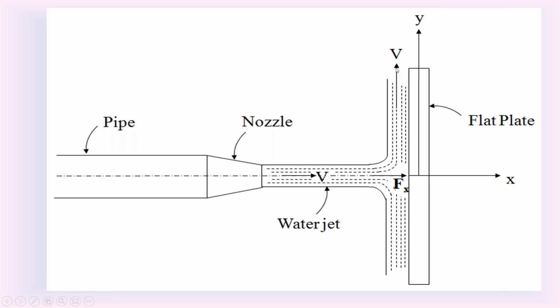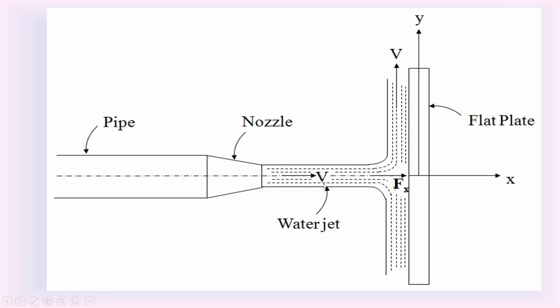We assume there is no loss of energy. There is no loss of energy when this water jet hits the metal plate. We consider this metal plate as a smooth surface metal plate. So after hitting, along this metal plate, the water jet is moving with the same final velocity V.